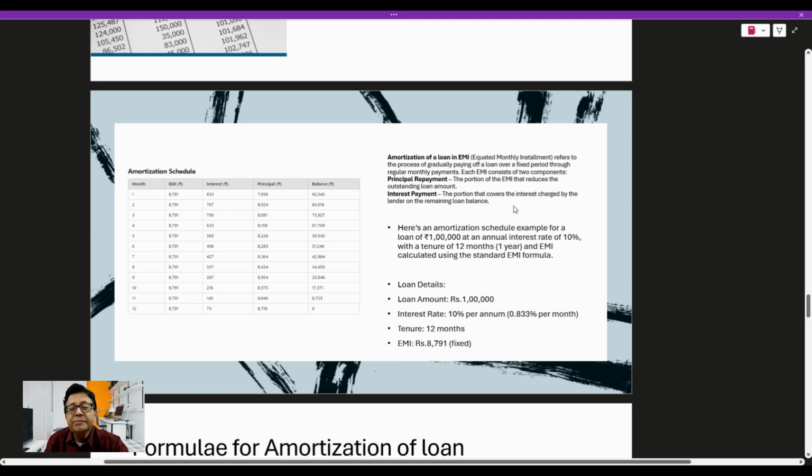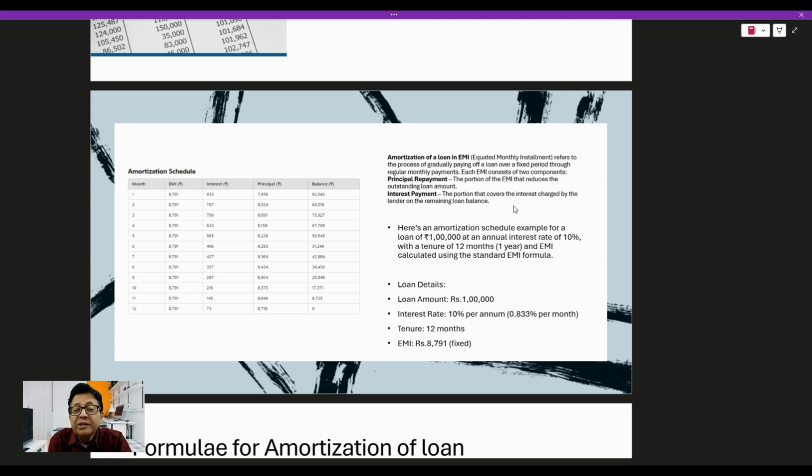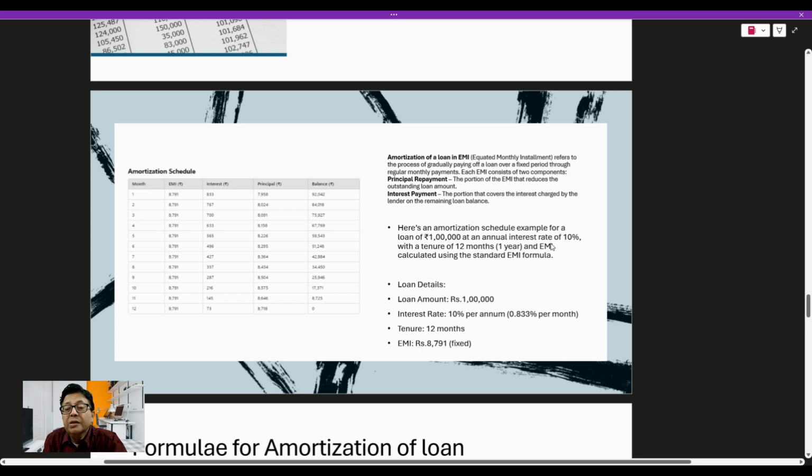Just read the question here. Amortization schedule example for a loan of rupees, how much? 1 lakh. For simplicity of calculation, I have taken 1 lakh, at an annual rate of 10% with a tenure of 12 months and EMI calculated using the standard EMI formula. That formula I'll tell you. First, learn the method, the way it is happening over there. Okay, this you have to understand first. Whatever formula you have used, that I'll definitely tell you, but see the method first.